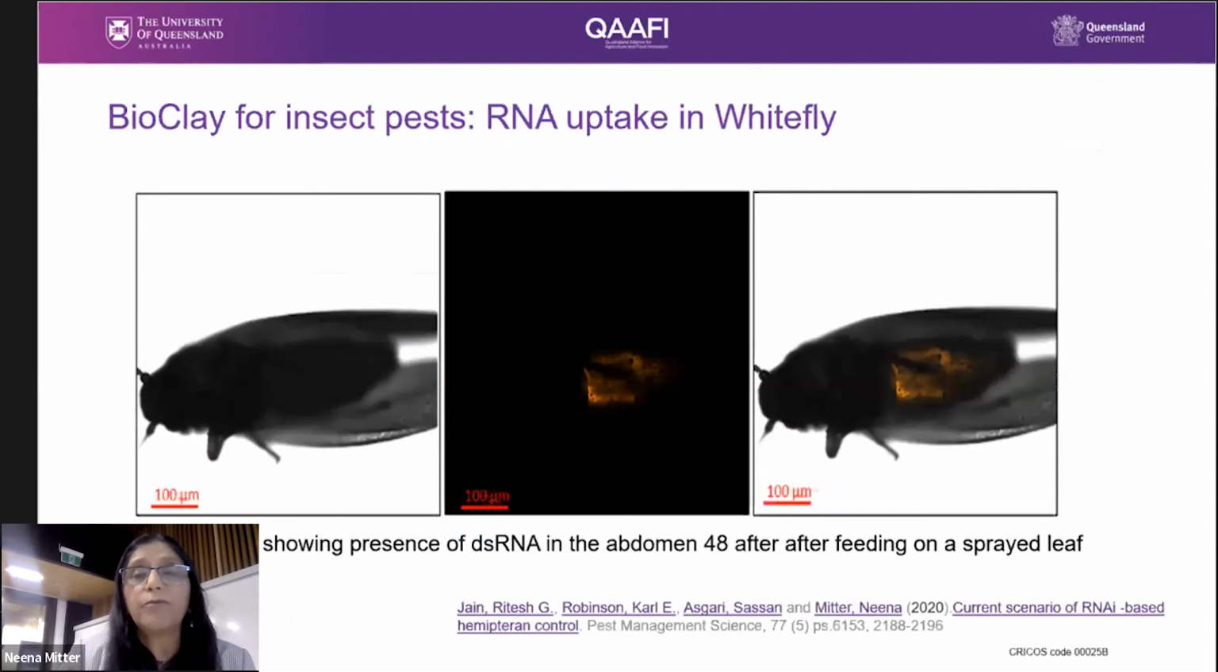You spray the crop with your RNA. The RNA will go into the plant, will remain in the plant. When the whitefly comes and feeds on such a plant, this orange thing that you are seeing inside the whitefly is the RNA which it has sucked from the plant. And this is the RNA that we sprayed on the plant, and whitefly has sucked it. And now this RNA is going to kill the whitefly because that is what it is meant to do.